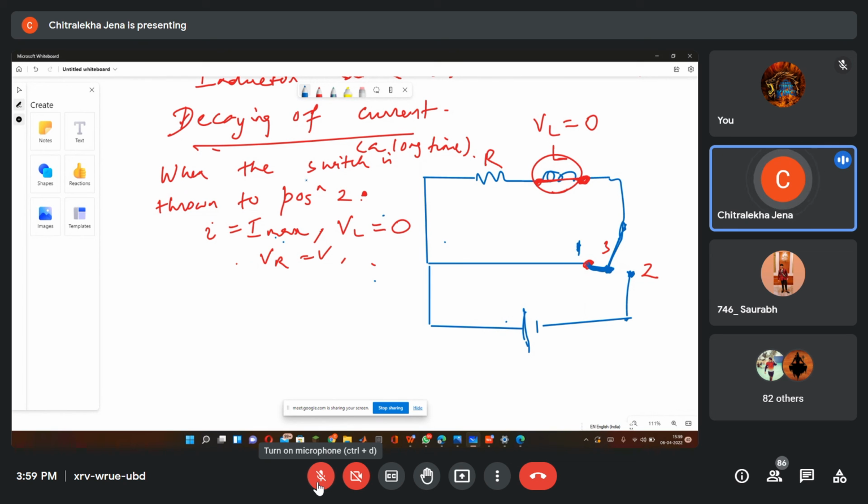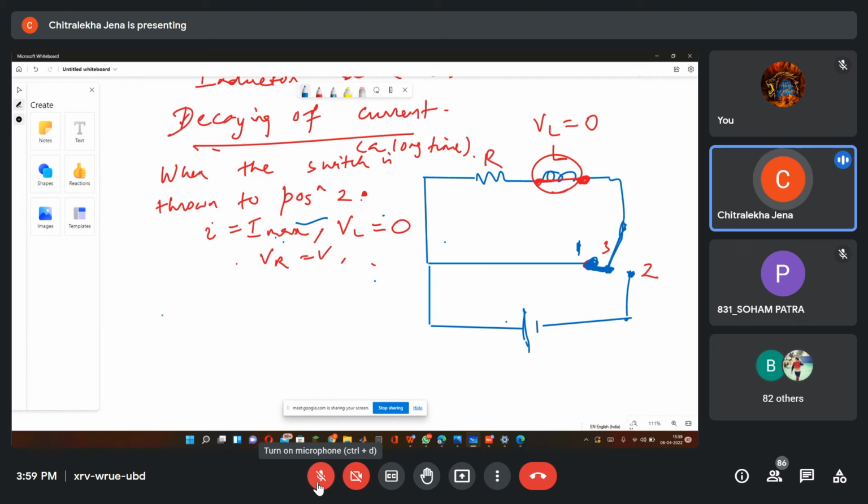Initially what is the current? Just answer me one question. Think and answer. The instant I am closing the switch to position 1, what is the current in the circuit? I max. Very good. That's why I wanted. I maximum. Why? Because a long time the switch had been closed to position number 2, the current was maximum. So when you remove the switch from position 2 and connect it to position 1, due to the presence of the inductor, the same current will flow.